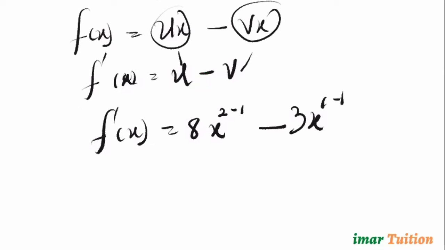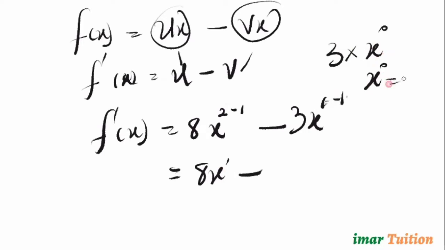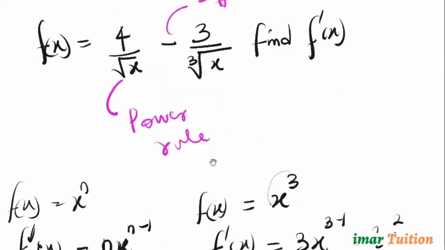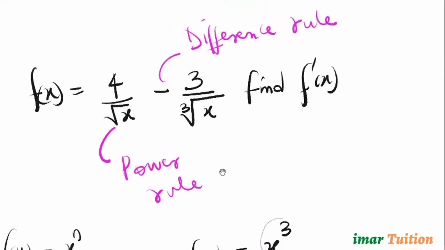Following the power rule, we now have 8x, 2 minus 1 is 1, that is x itself, minus, 1 minus 1 is 0, so this will become 3 times x raised to the power 0. What is x raised to the power 0? It is equal to 1. So you have 3 here. So for the difference rule, when you are differentiating, the sign doesn't mean anything. Just keep the minus sign in between them. That's all you need to do.